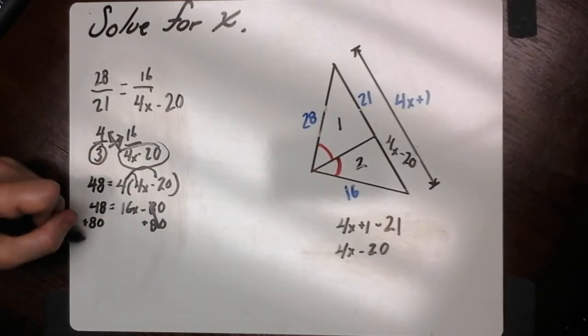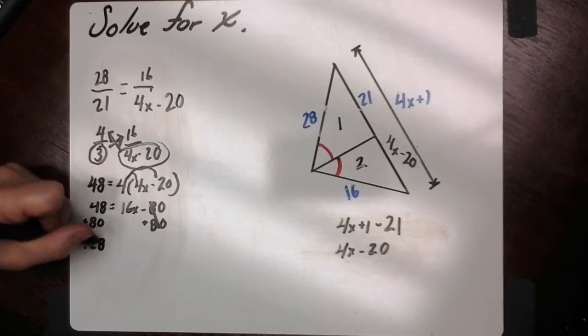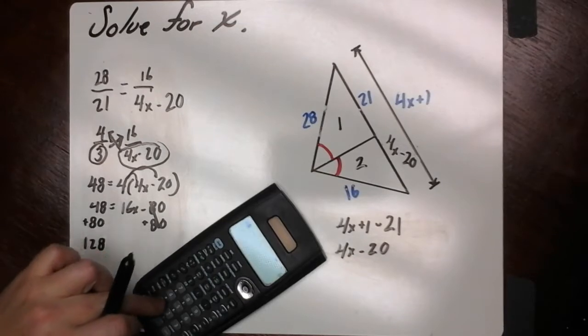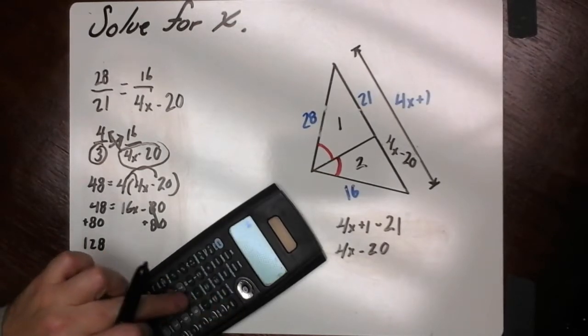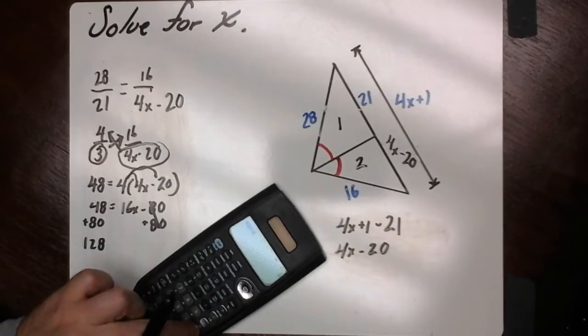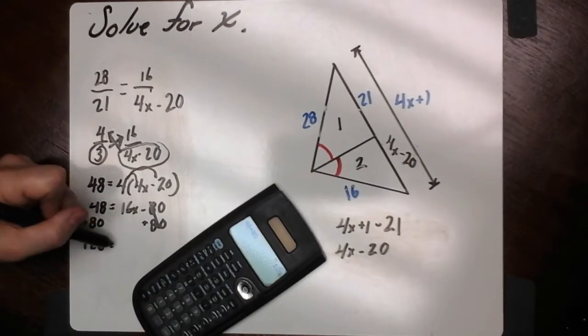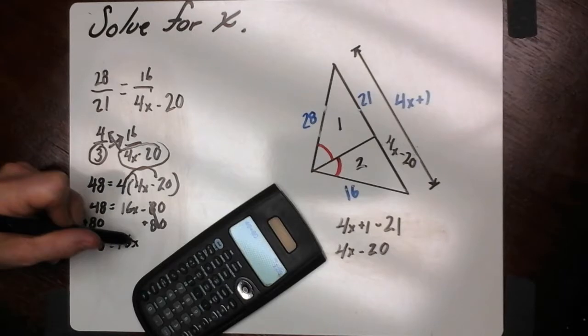And that's going to give me 128, I'm pretty sure. I'm going to double check that. So 40. Ooh, almost. See how easy it is to type on the calculator? 40 plus 80 gives me 128. Good. Which is going to equal 16x.